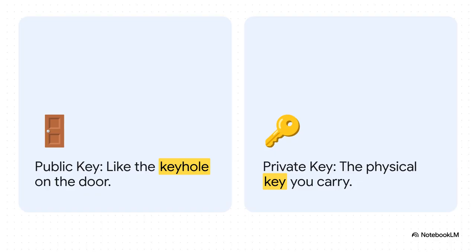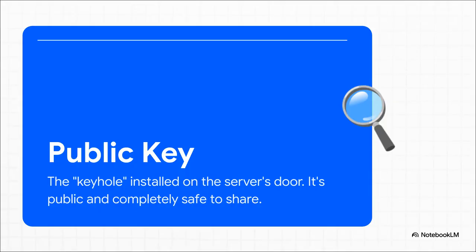Okay, so here's the magic. It's really quite cool. You have two parts that work together. First, there's the public key. Just think of this as the keyhole itself. The part that's actually on the door for anyone to see. Then you've got the private key. Now that is the actual physical key, the one that you keep safely in your pocket. So this public key, our keyhole, is what you install on any server you want to access.